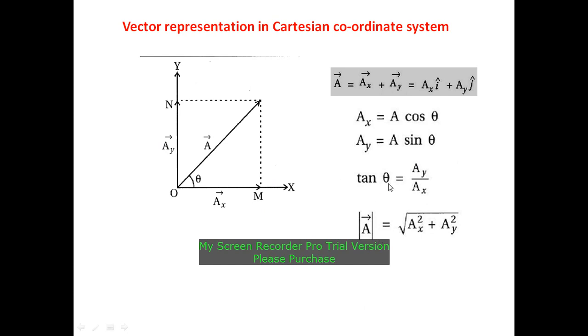So we can also calculate theta with the help of this equation. Ay is equal to a sin theta, so sin theta also gives the value of theta. And the last one is the magnitude of vector A, the resultant vector A, that is the root of ax square plus ay square.